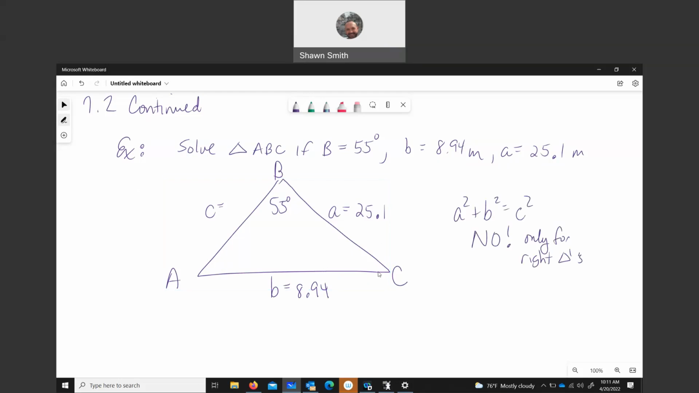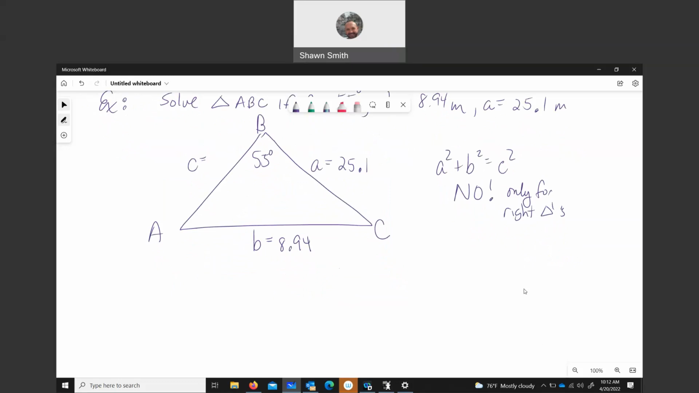If I look at angle A and angle C, there's two things that are missing. I can't solve for either one, right? I just know that the sum of A and C has to total 180 minus the 55. So I'm forced to solve for only angle A using law of sines. That's the only thing that's available for me.